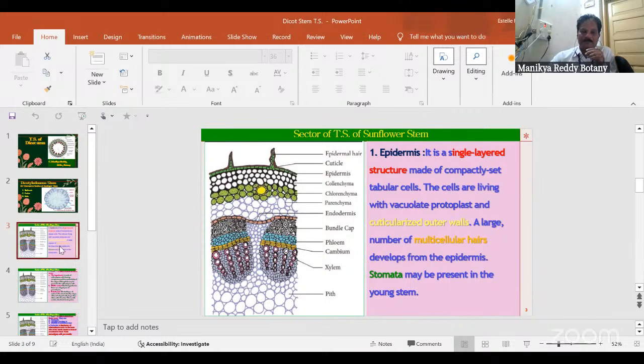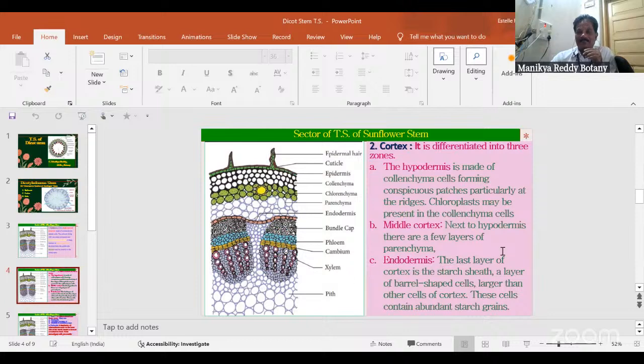Next, second part. Second part is cortex. This is the middle zone or middle part of the primary dicot stem. It is differentiated into three parts: the outer cortex, middle cortex, inner cortex. Outer cortex is called hypodermis. Hypo means below, dermis means epidermis. This is the outer part of cortex.